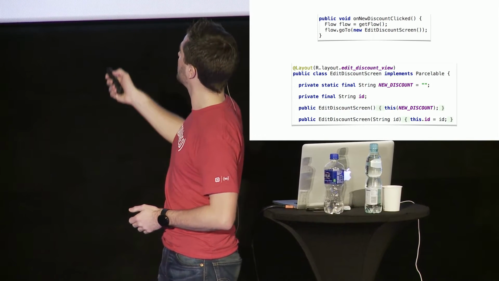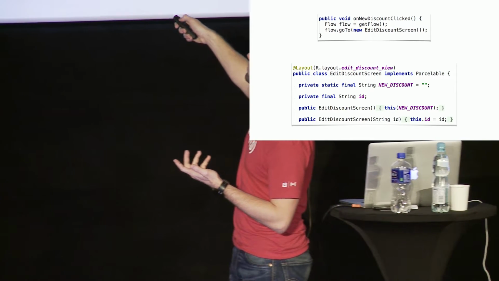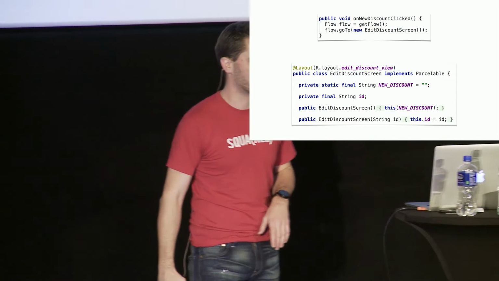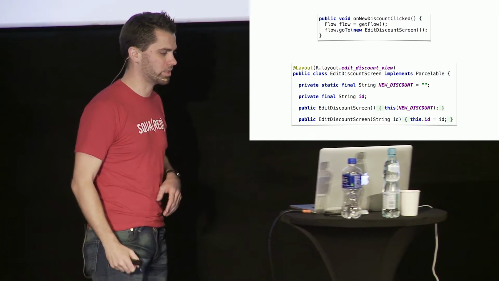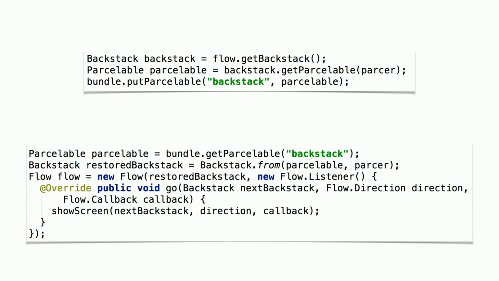So it's going to work like magic. And then you can see the parameters here. So basically just some data, like here the ID of the item, the discount to edit. It's very simple. Then we have here, basically, we get the backstack. It's actually hard to show and look at the same time.